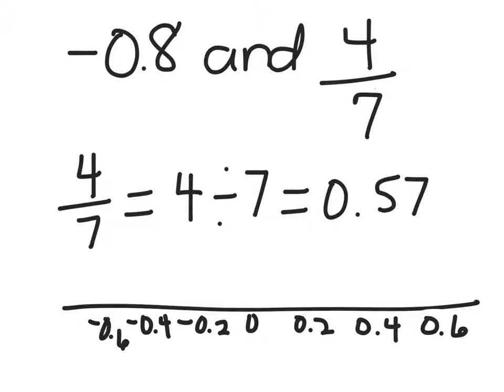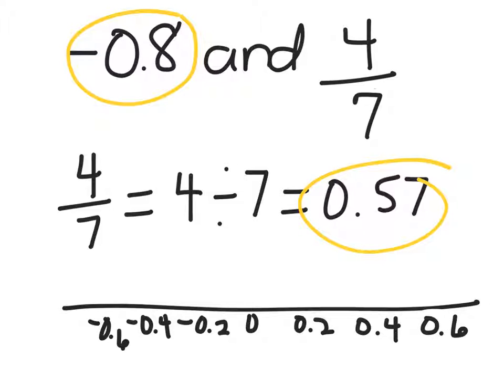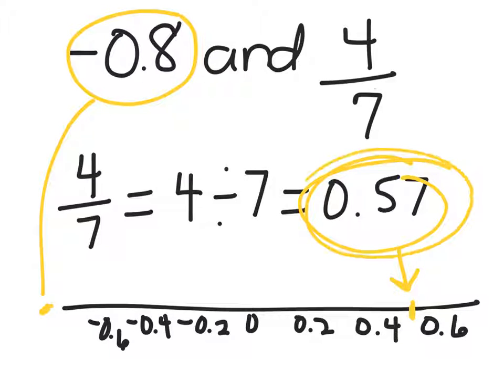So if we were going to plot now this number and this number on our line, we would have the 4/7. We know 0.57, so we'll just make a mark right there and say that's where that one is. And negative 0.8, well, I didn't draw my line big enough, but it would be somewhere over here. And so you can see which number is bigger. Well, it's going to be the 0.57.